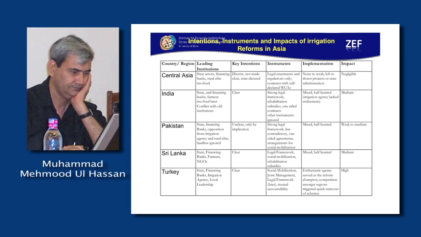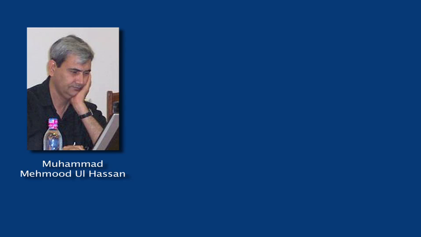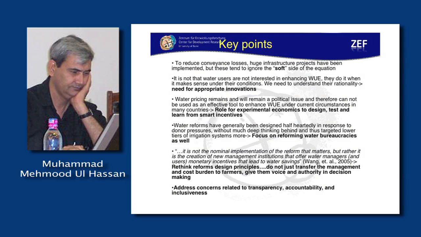And I try to draw a cross-section of these reforms from these 5 countries in Central, West, and South Asia. And I find that the translation of intention into instrument is the weakest point. And that is why in many countries the impacts have been negligible, weak, with only one exception, Turkey. Now to sum up, the conveyance losses are 45% of the losses of water.